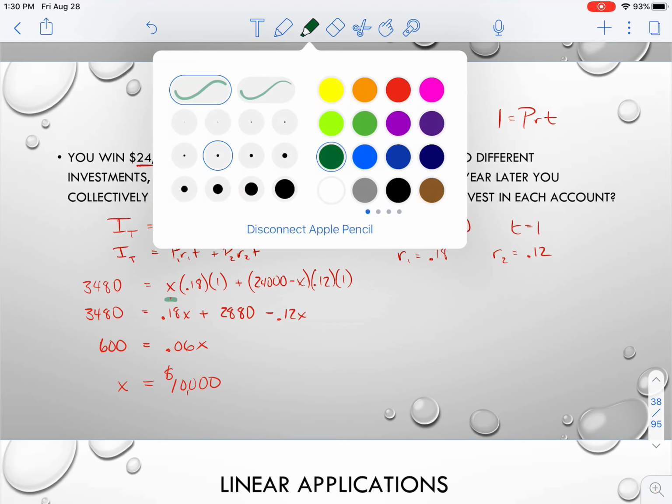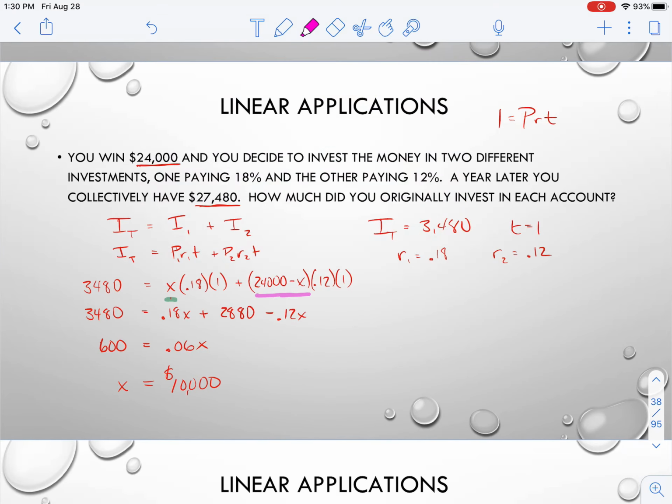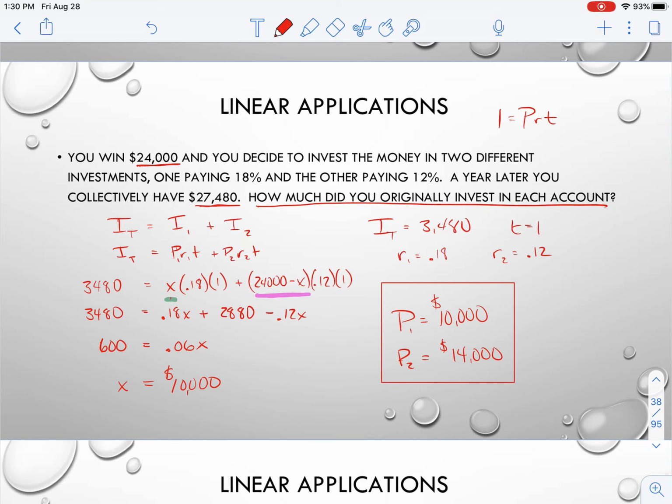24,000 minus X is going to represent the amount that I invested into account number 2. So obviously then, this is principal for account 1 is $10,000, and that then leaves me with a principal amount for account 2 of $14,000. And again, I go back and check how much did you originally invest in each account. I've now answered that. We're good to go.